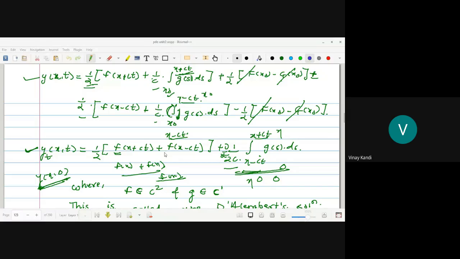One upon 2, f of x plus ct plus f of x minus ct, plus integration from x minus ct to x plus ct of g of s ds into 1 upon 2c.